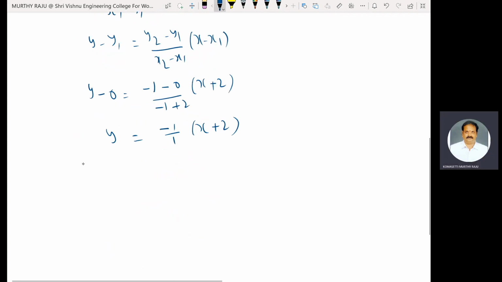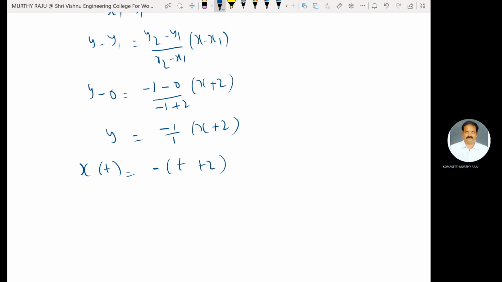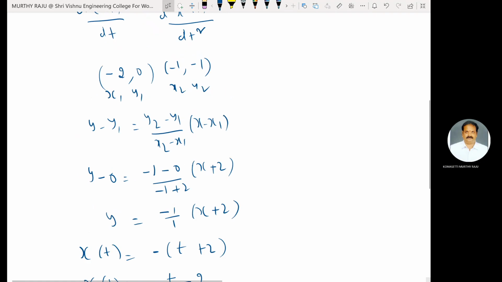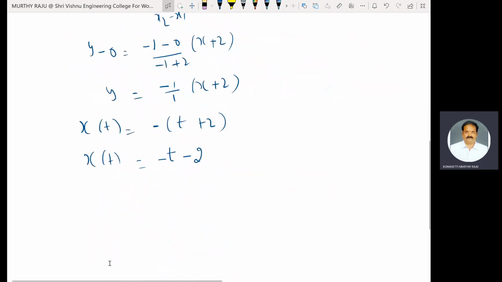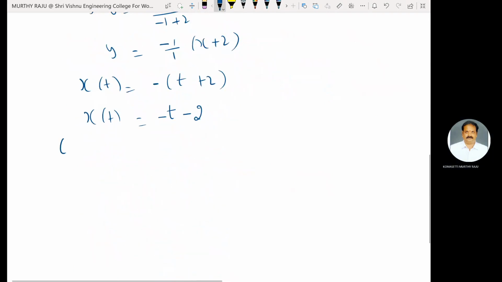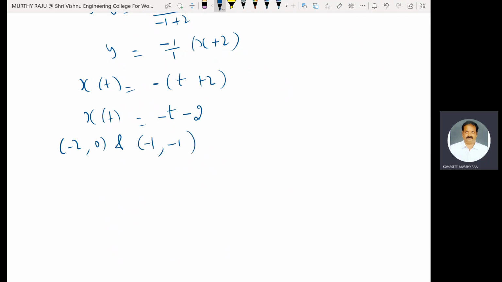Here y is nothing but x of t, and x is nothing but t. Therefore, x of t is equal to minus t minus 2. Consider these two coordinates, -2 to 0 and -1 and minus 1.